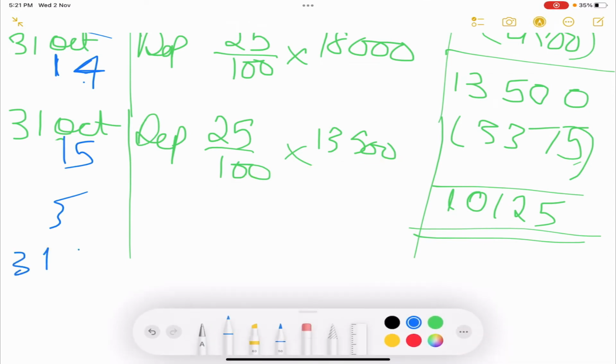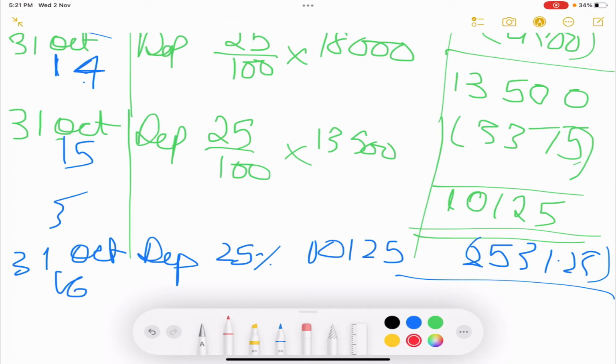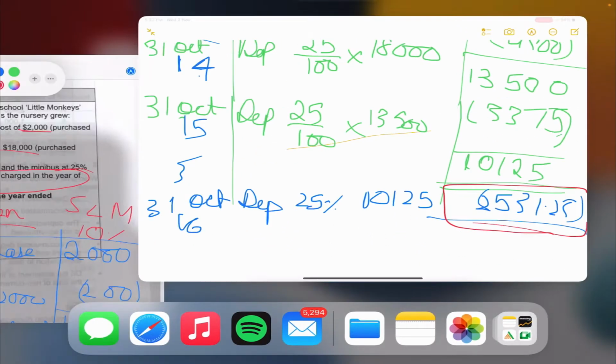So again on 31st October 2016 we have a depreciation which is 25% on the carrying amount. So that would be 25% of 10,125, which would be 2531.25, and subtracting that we will be left with whatever the carrying value is. Now on 31st October 2016 how much depreciation has taken place? 2531.25.